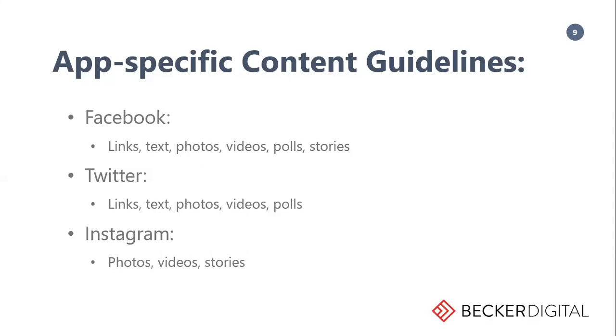So on Facebook, posts that contain links, text, photos, videos, and polls are all content options. Additionally, live video and stories are also available. On Twitter, posts that contain links, photos, videos, and polls are all available. Hashtags are particularly important on Twitter. And Instagram is an app that's all about photos and videos. Additionally, the Instagram story feature is becoming increasingly popular.